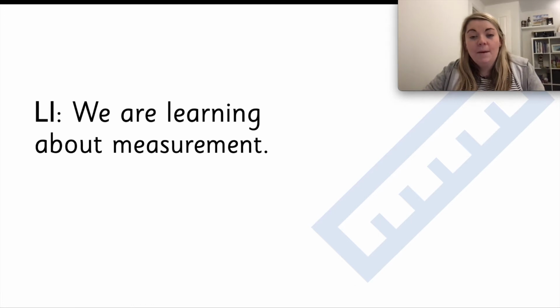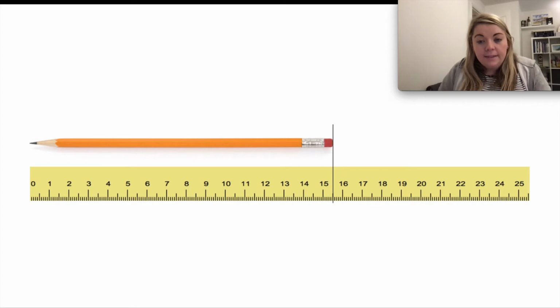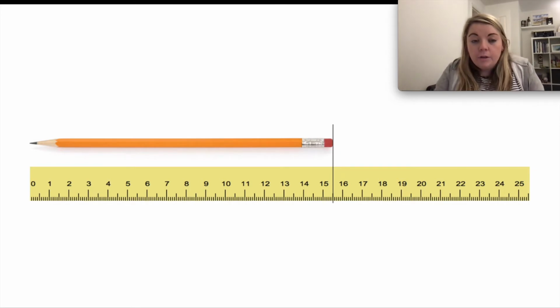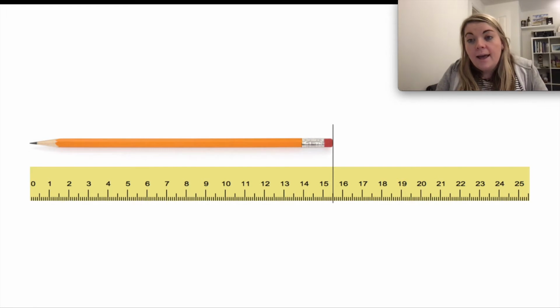So we're learning about measurement. Now we did some work on measurement just before the Christmas holidays, so we're just revisiting that and trying to finish it off this term. So this pencil, have a look at the ruler and see what you guess the measurement of this pencil to be. So remember, to accurately measure something using a ruler, you have to make sure you start at the 0 and you have to read the ruler accurately.